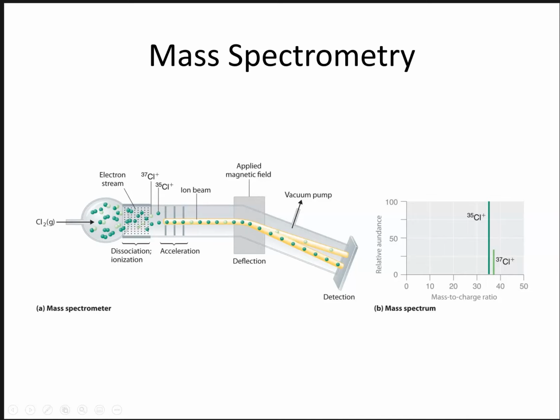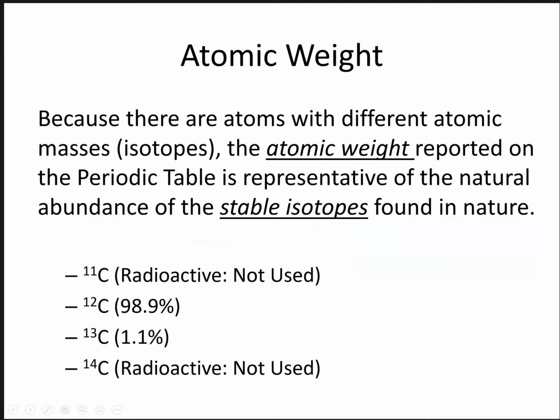So the way we get the atomic weight is we first sample all the isotopes out there and determine which ones are radioactive. Rather than using chlorine, I'm going to use carbon here just because it's a little easier. We know that there's carbon 11, carbon 12, carbon 13, and carbon 14. Carbon 11 and 14 are both radioactive, so we ignore them when calculating the overall atomic weight of the element carbon because they're radioactive and they're not going to be there in a certain amount of time.